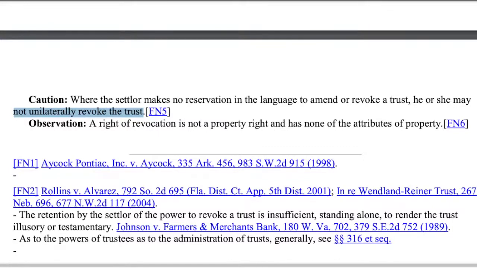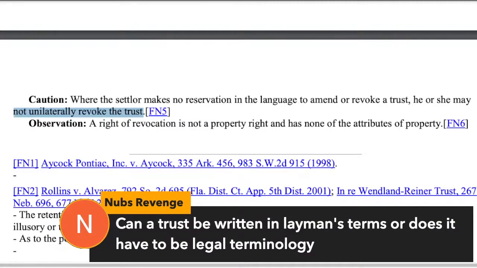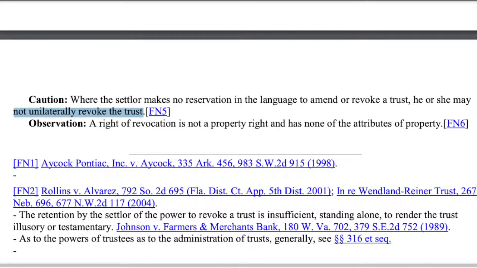So again, to see here, there's a question here. It's not about being in layman's terms or in legal terminology. What really matters is what it says right here. There needs to be language to amend or revoke a trust. If there's no reservation within the language of the trust, he or she may not unilaterally revoke the trust. You have to say in the language that there's a reserved right for the settlor to revoke the trust at any time. But if there's no explicit language to do it, and it's not seemingly from the actual words in there that there's an intent that the settlor can unilaterally revoke the trust, then he or she may not.